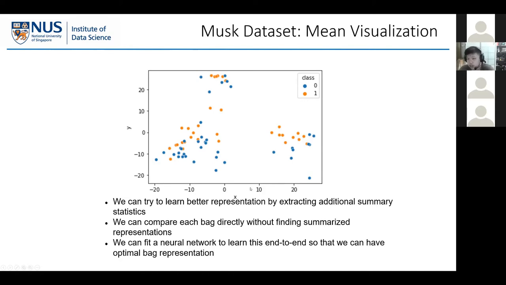without summarizing the representation. So from this PCA plot, you can see that although there is some degree of separation between the orange points and the blue points, it's not perfect, because by just taking the average, we are compressing the information, right? We might lose some information in the process of doing so. So maybe we can compare the instances between the bags directly and probably get better results.